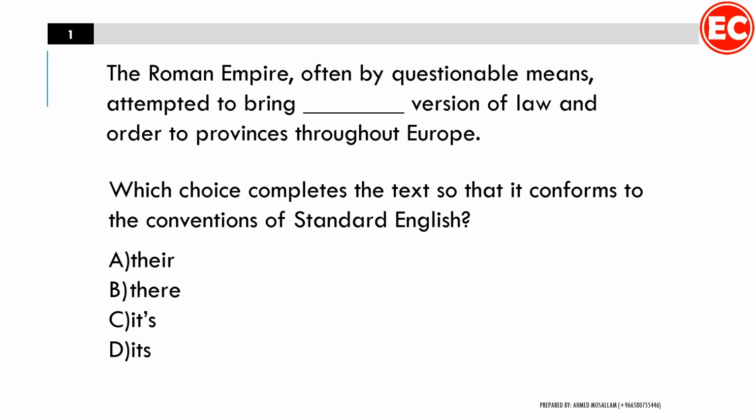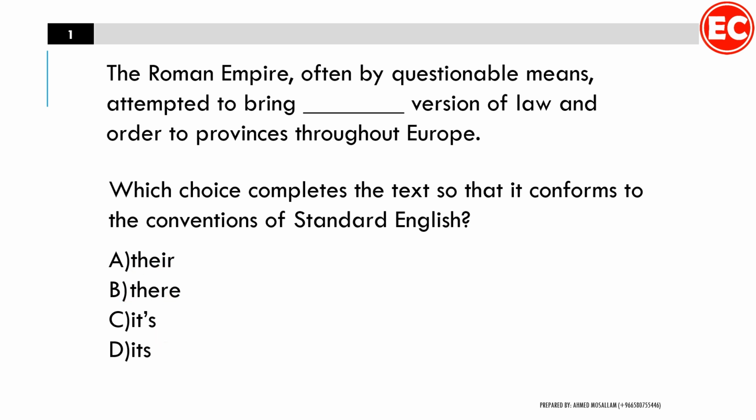So basically, the Roman Empire, often by questionable means, attempted to bring something, its version of law and order, to provinces throughout Europe. Now, guys, you have four options here. Try to think what's supposed to be here, related to the pronoun reference. For example, here we have the Roman Empire. Ask yourself, is it singular or plural? With one empire here, which means singular, that will eliminate A and B.